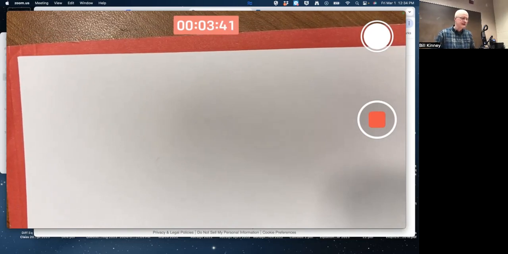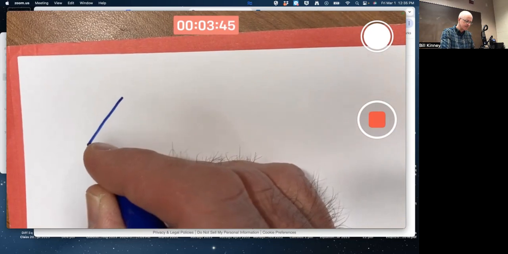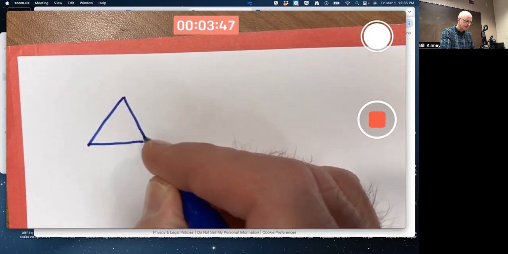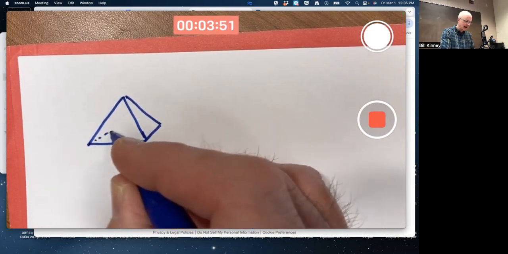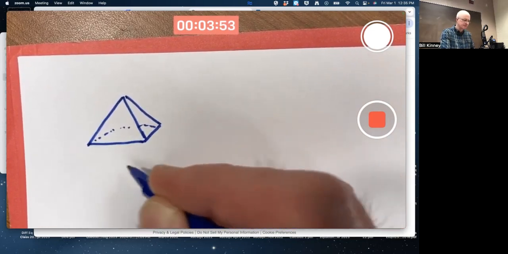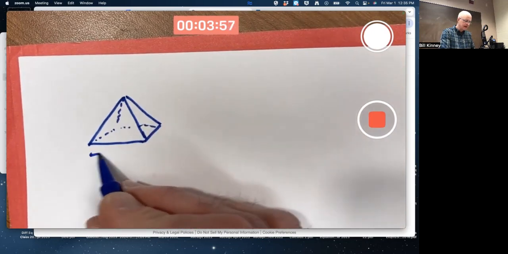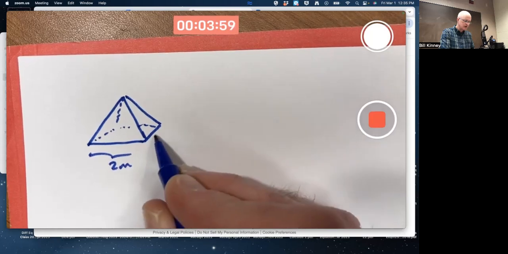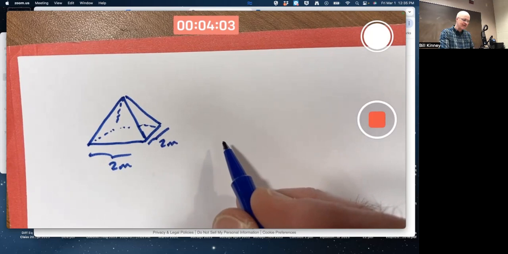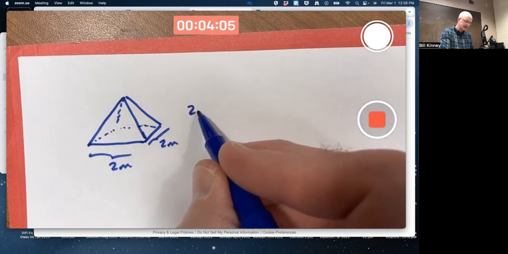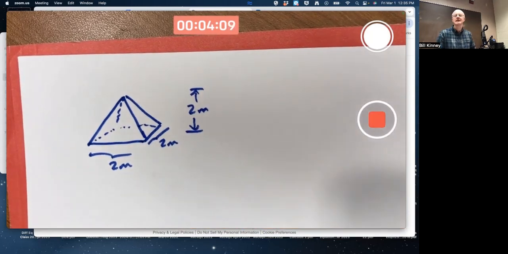First problem I want to work through today is to figure out the volume of a pyramid based on having a square base with lengths 2 meters and 2 meters. And let's have the height be 2 meters as well. This is an example from the book. It's an exercise.